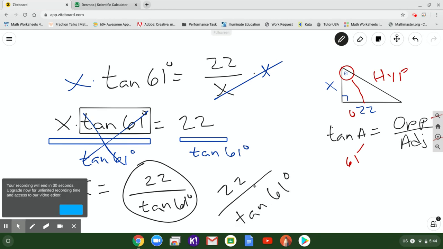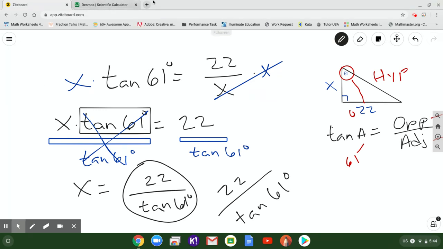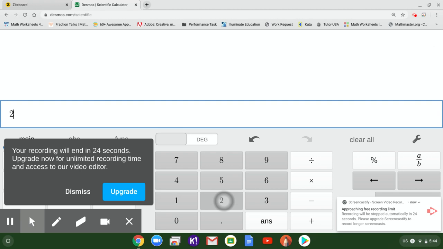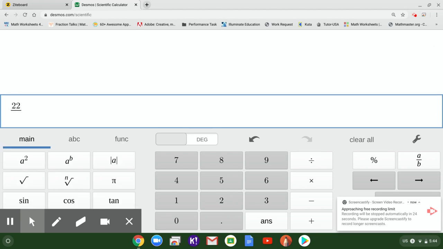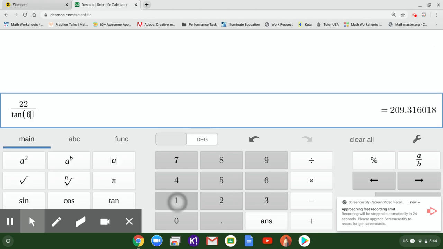But of course, if it's asking you to find the decimal, I'm running out of time, just type it in your calculator. So that would be 22 divided by tangent of 61, and there's your answer, 12.19.